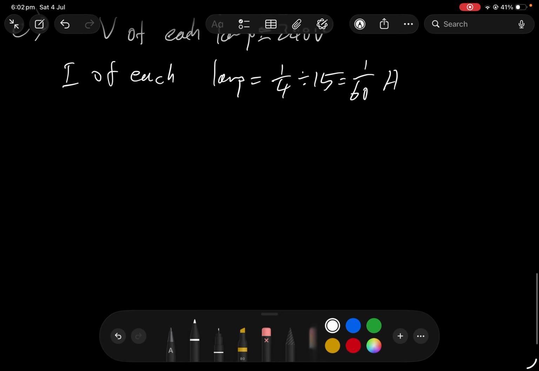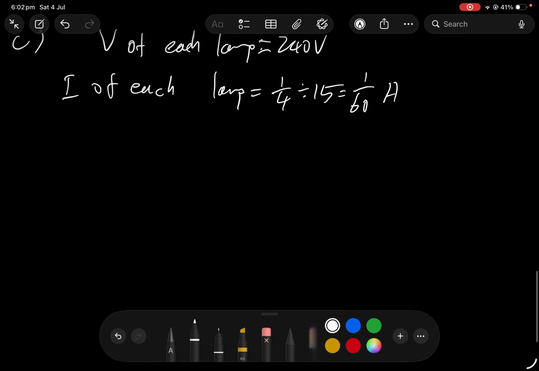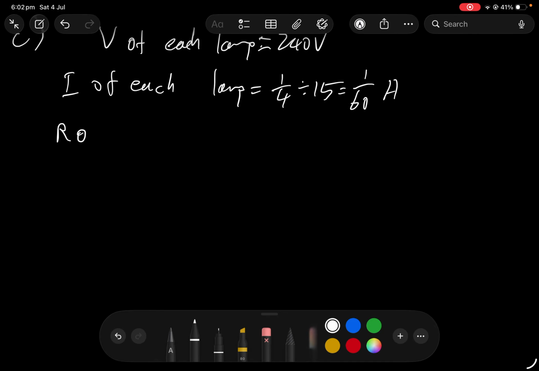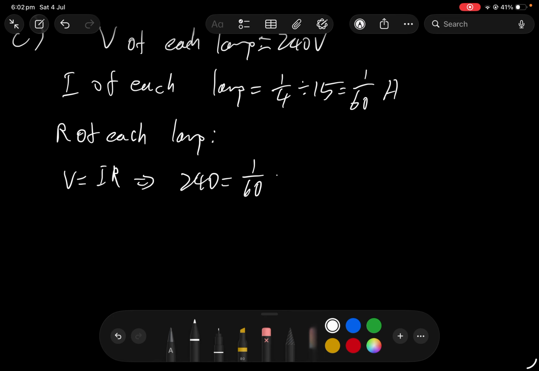And now we have those, we can calculate the R of each lamp. V equals IR, that means 240 equals 1/60 R, which means the resistance equals 240 times 60, which is 14400 ohms. That's it for part C.